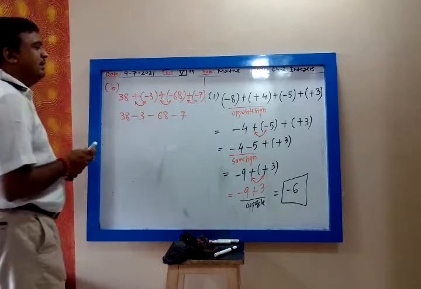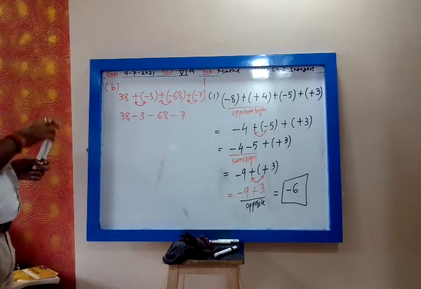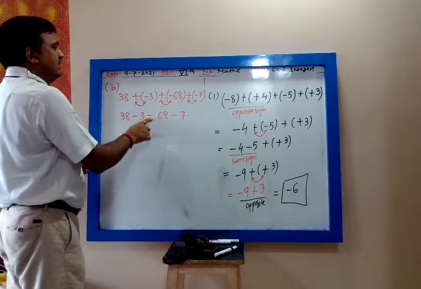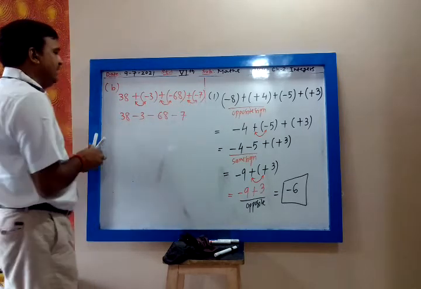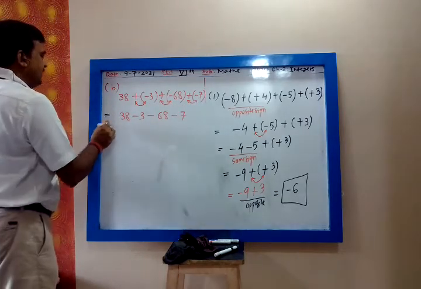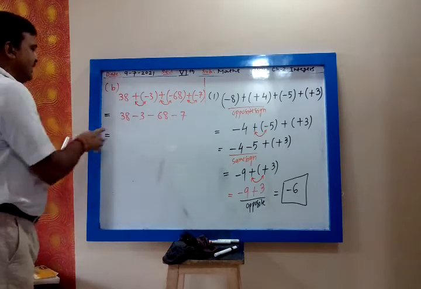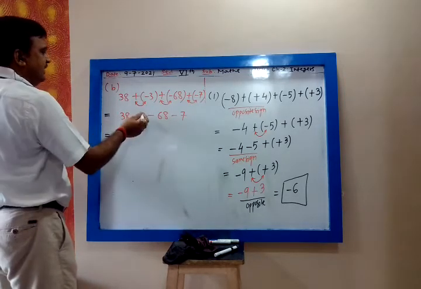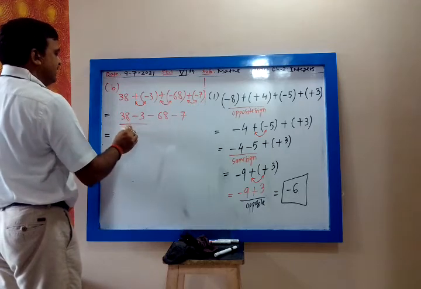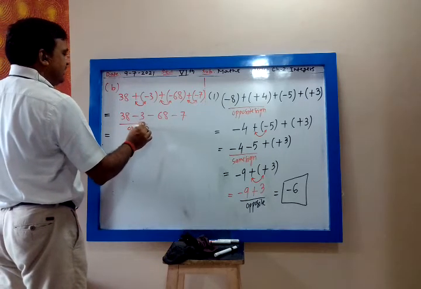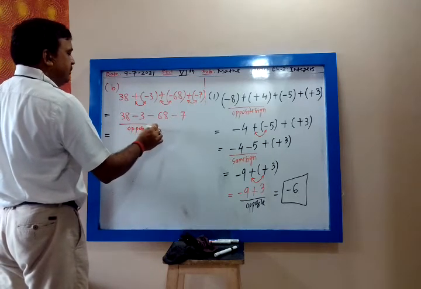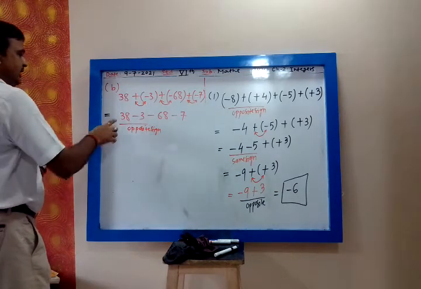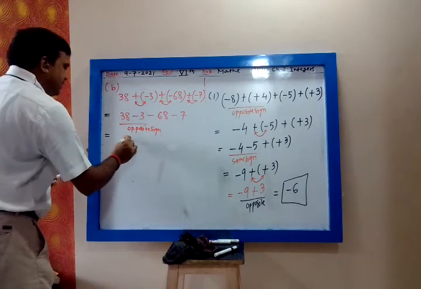Okay, so whenever two signs are together, you have to multiply the signs. Plus into minus is minus. Okay, let us solve this. Now what is the sign of 38? The sign of 38 is plus. No sign means plus sign. And the sign of 3 is minus. They are opposite signs. So whenever they have opposite signs, what will you do? You will subtract. So 38 minus 3 is 35.